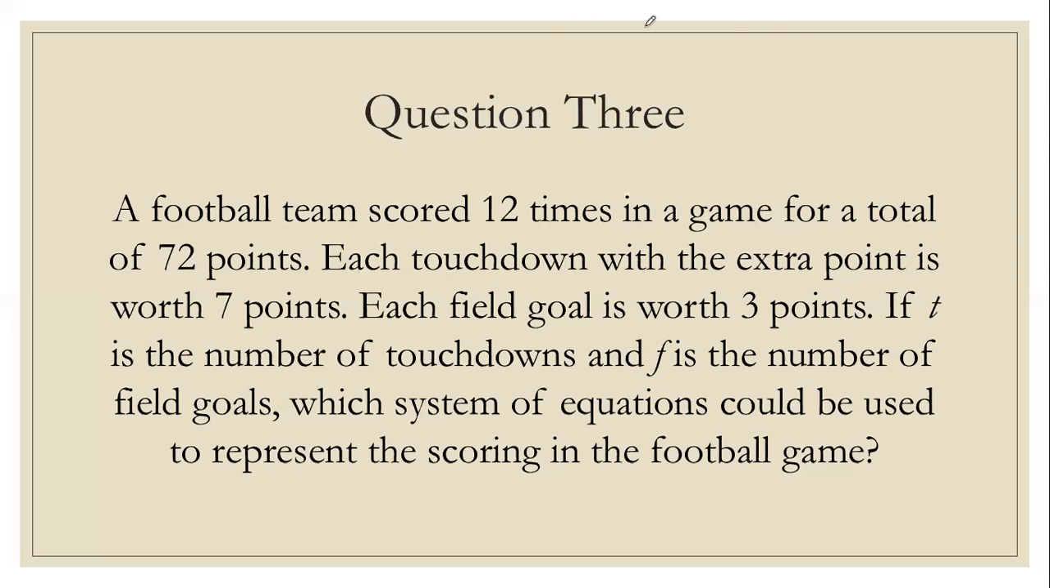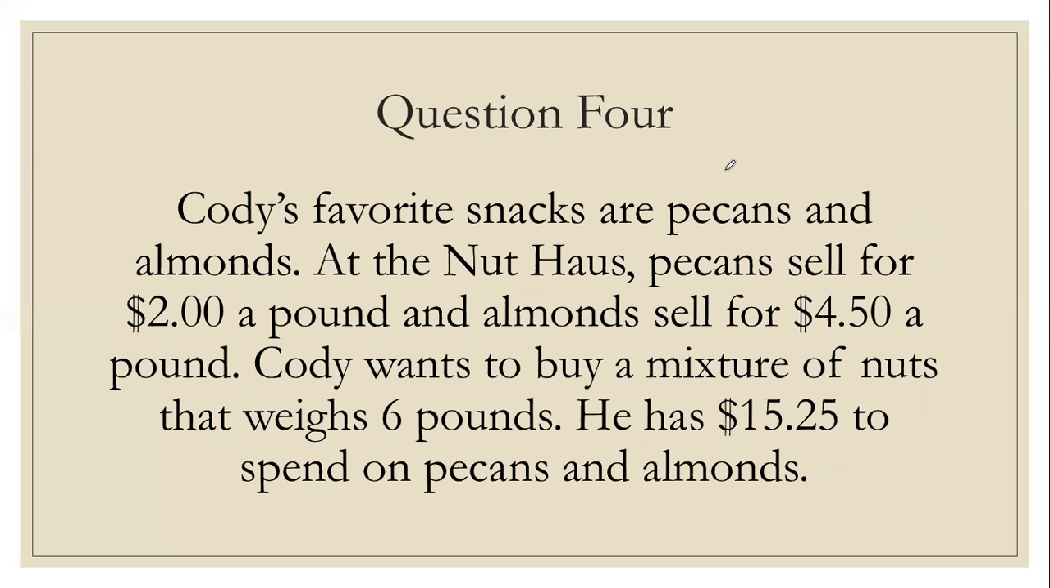Okay, you should have gotten, I'm going to write it in terms of T and F. T plus F equals 12, and 7T plus 3F equals 72. Is that what everyone got? Good job. Why did I put X and Y? No, you got the wrong letter. Yes, it's the wrong letter.